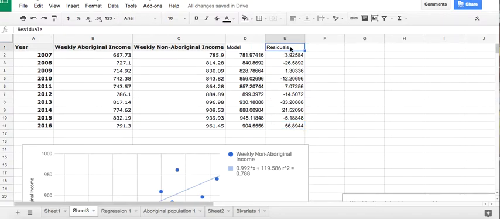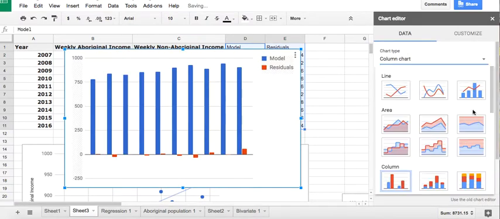And then with the residuals, we can draw a residual plot. And so we just need some measure of the x value, but really what we care about is the y values. So it doesn't really matter what you use for x. We could use the model values. You could use the year as well. It doesn't really matter. But if we hit insert chart, we can do a scatter plot.